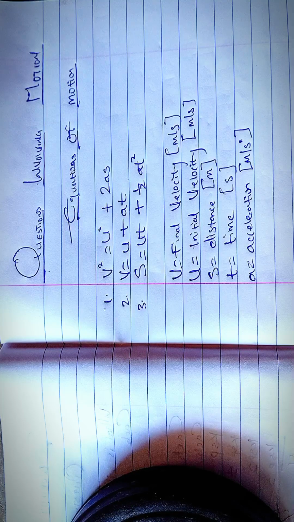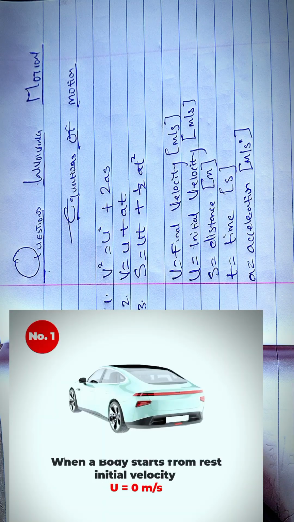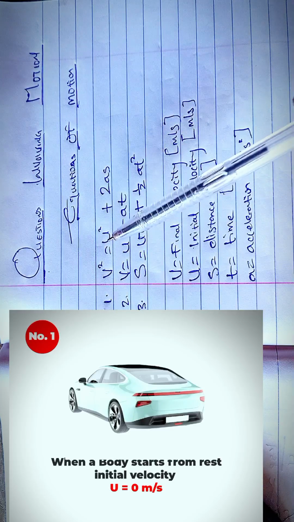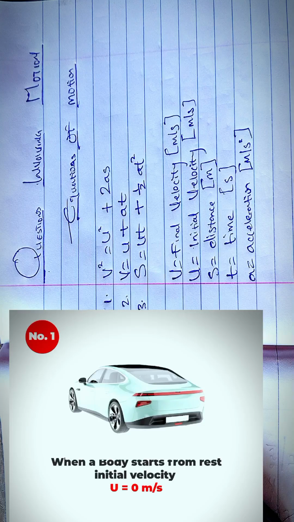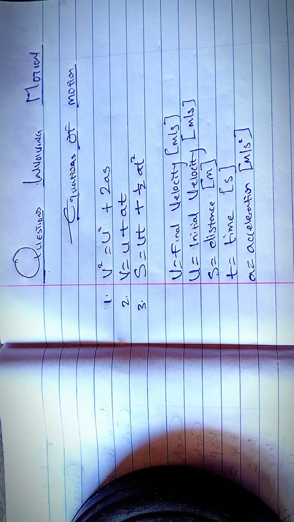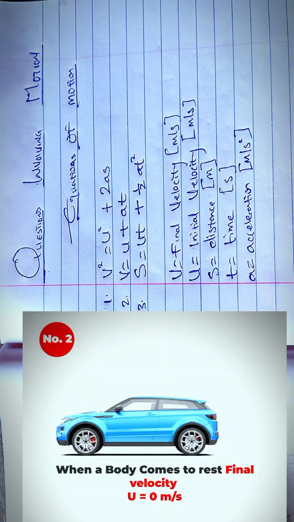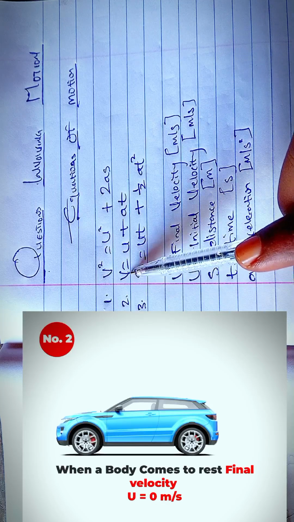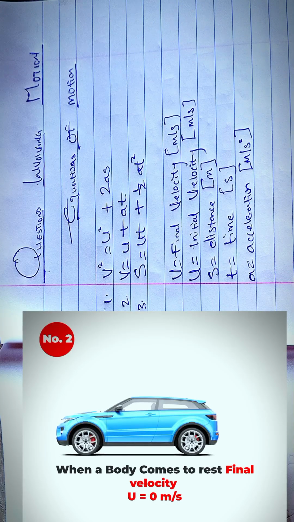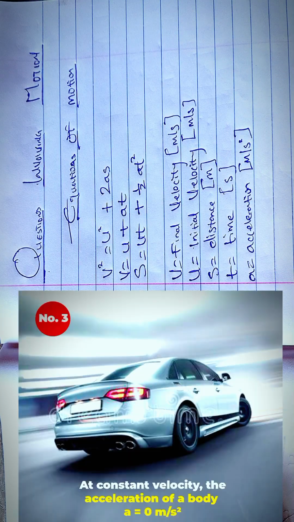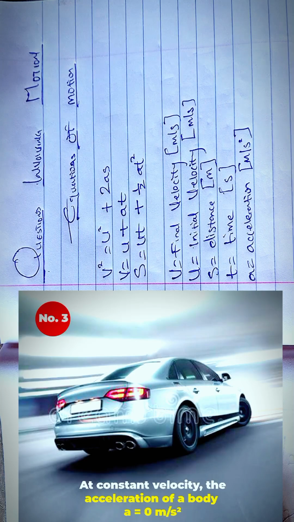They are being displayed on the screen right now whilst I'm talking. Number one: when a body starts from rest, initial velocity u is equal to 0. Number two: when the body comes to rest, final velocity v is equal to 0. Number three: when the body is moving with a constant velocity, acceleration a is equal to 0.